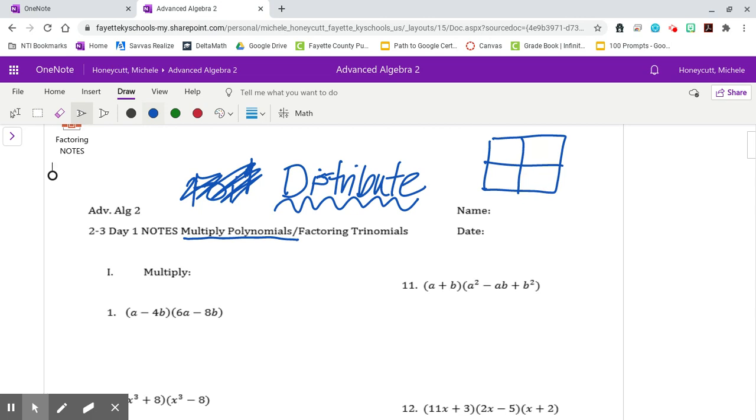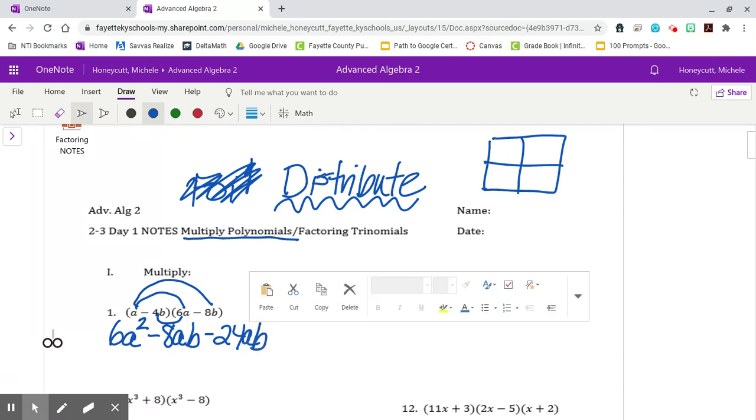The first one is number 1, where I multiply a minus 4b times 6a minus 8b. So I will multiply this out by distributing. So I would distribute a times 6a and get 6a squared, because a times a is a squared. Then I would multiply a times negative 8b and get minus 8ab. Then I'll multiply negative 4b times 6a, and I'll have negative 24. And you can say BA, but AB is the same thing, and I like to keep them in the same order because it helps me see my like terms a little better.